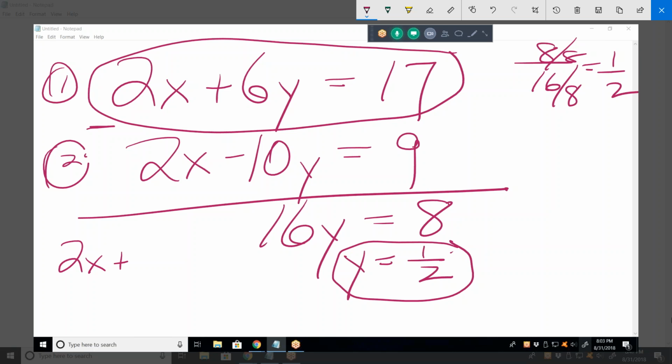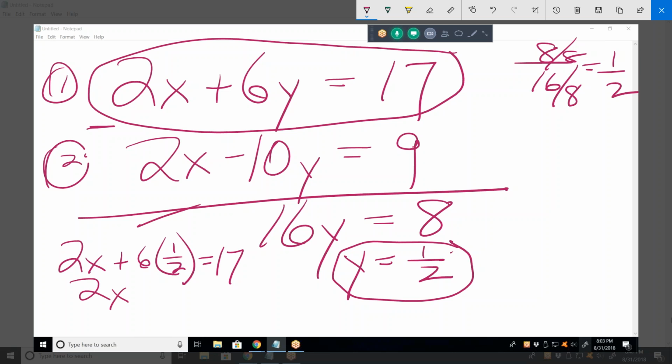Well, let's do it like this. 2x plus 6 times 1/2. Here's a place where I don't really want you to skip a step. It's when people skip those steps that mistakes start coming out of the woodworks. It's unbelievable. So to avoid making a mistake, do the first step. That's always what you're doing.